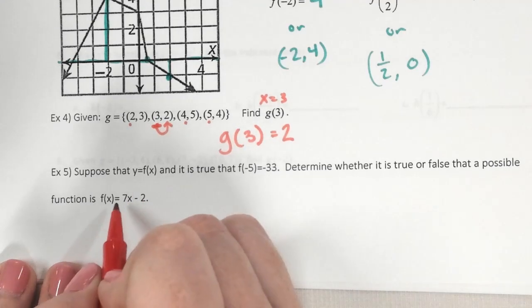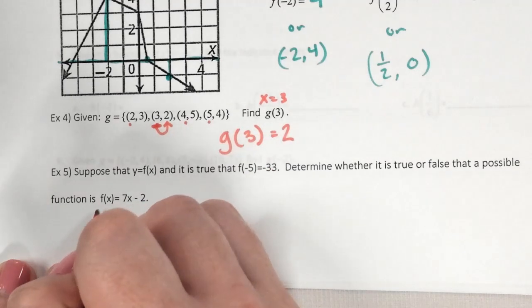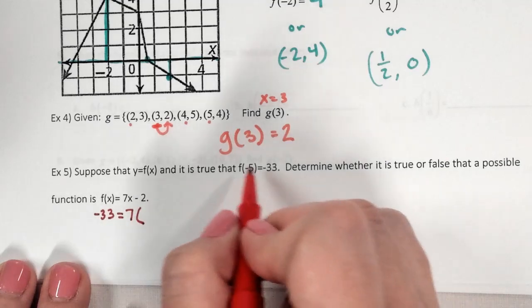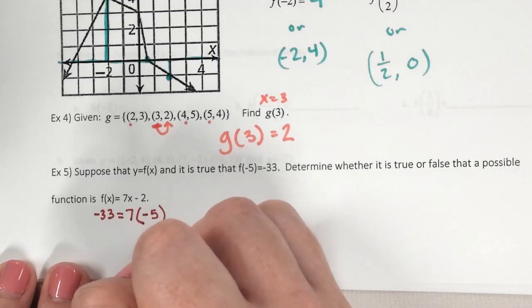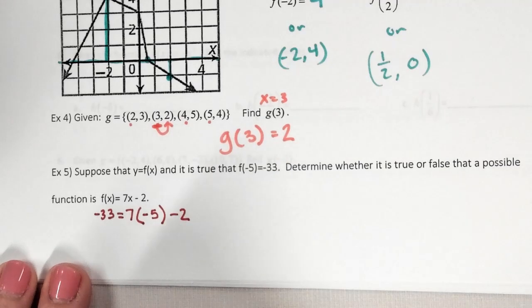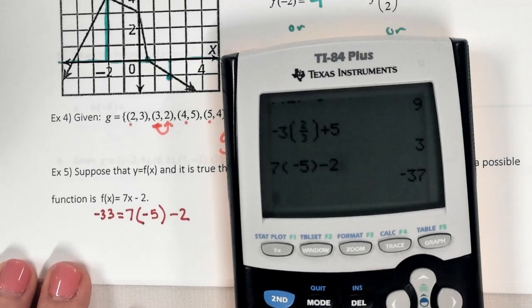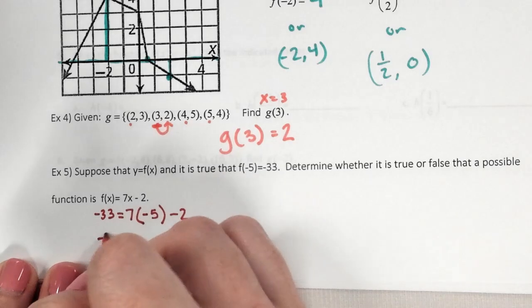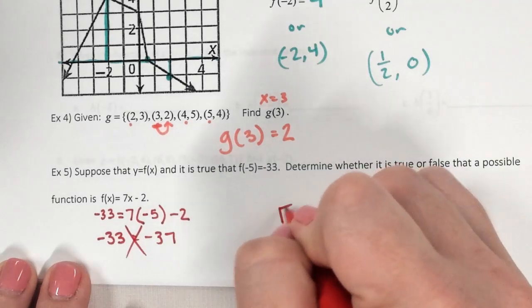Okay, so knowing that, what's y here? So f of x is negative 33 equals 7 times what's my x? Negative 5 minus 2. Well, if I type 7 times negative 5 minus 2, what does it give me? Negative 37. Are they equal? No, so this is false.